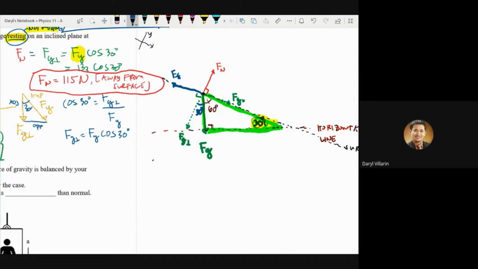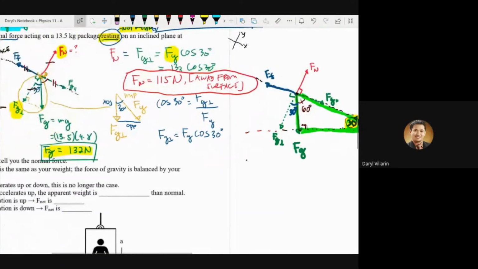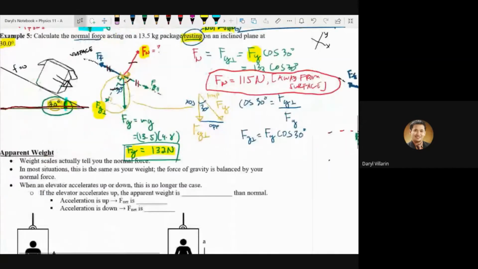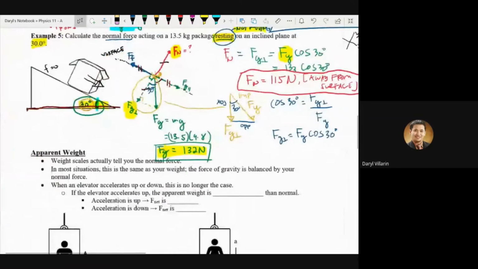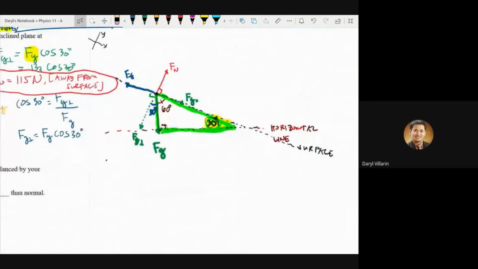So the 30-degree angle is therefore the angle between your FG perpendicular and your FG. Okay? So for the question of how would you get that 30-degree angle, the location, perhaps you're just going to draw it this way. I think you're more familiar with this one.